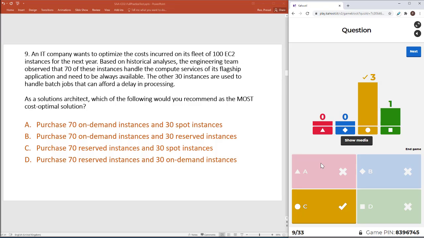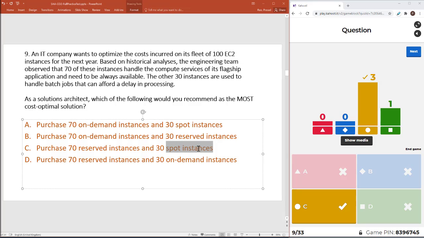Yeah, 3 of you got it right. It is 70 reserved and 30 spot instances. Why it should not be on demand is because of the keyword most cost optimal. Between the two, spot instance is most cost optimal, but not every scenario can be handled by spot.